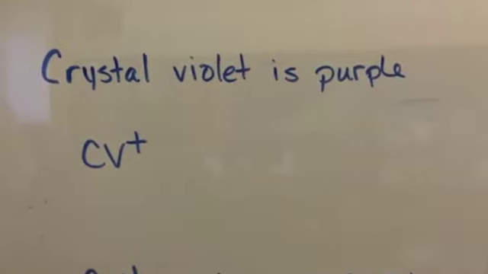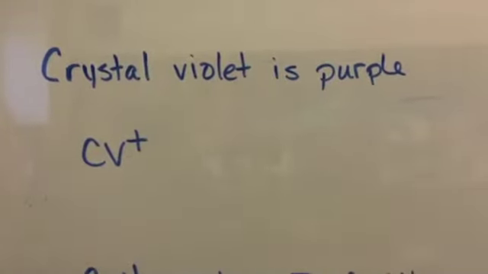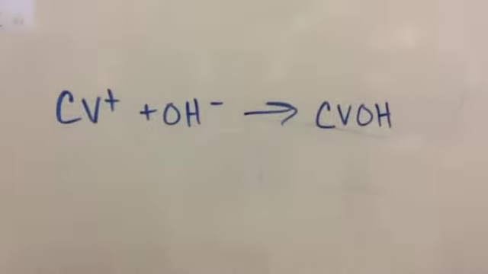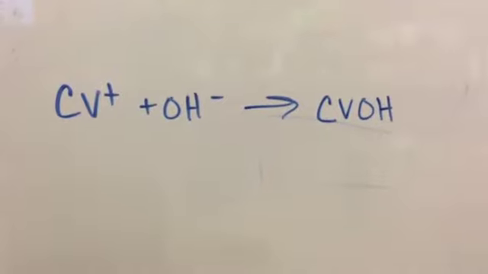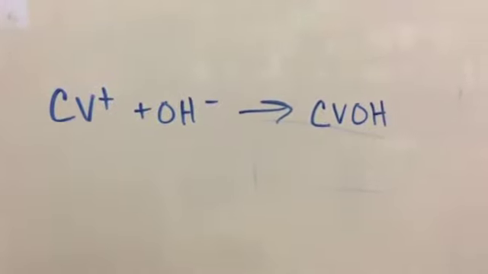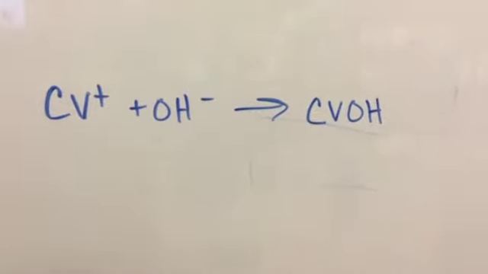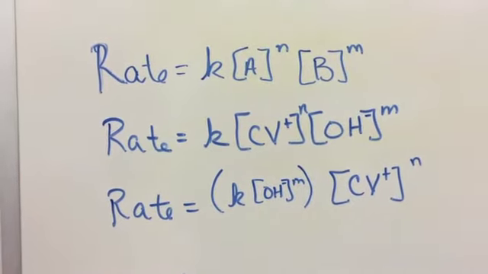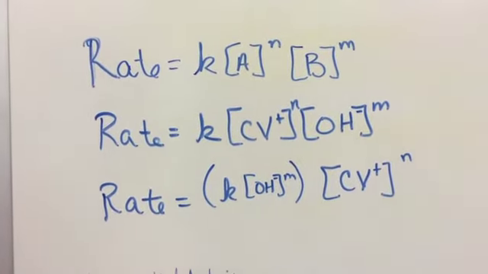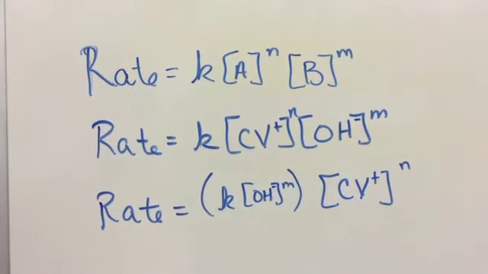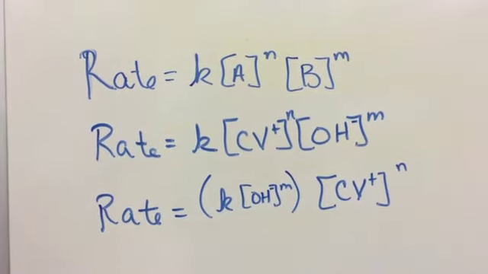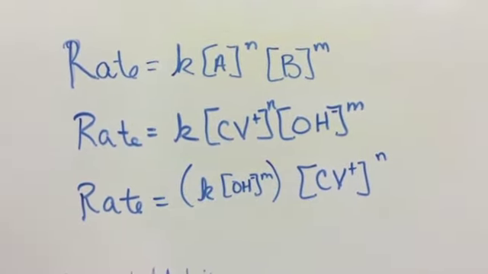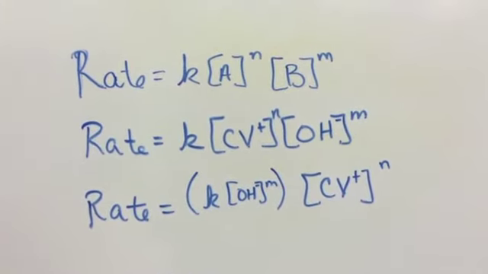We will be using the shorthand CV+ to represent crystal violet, and as the name implies, it is a purple compound. Our reaction, as described in your lab manual, will be between crystal violet and hydroxide, forming a complex that is crystal violet hydroxide. Our reaction today will take the form of the rate being equal to a rate constant times the concentration of crystal violet raised to the power of N times the concentration of hydroxide raised to the power of M.